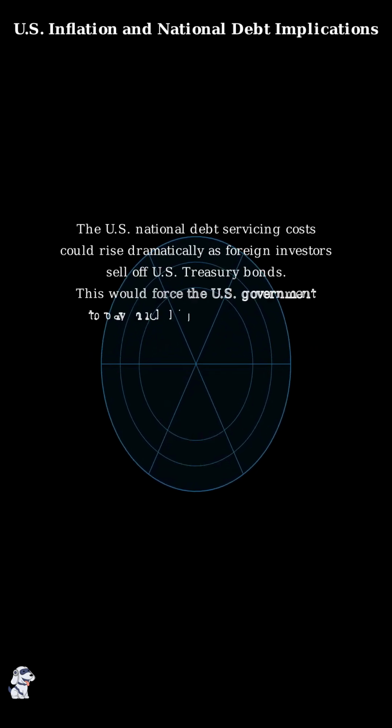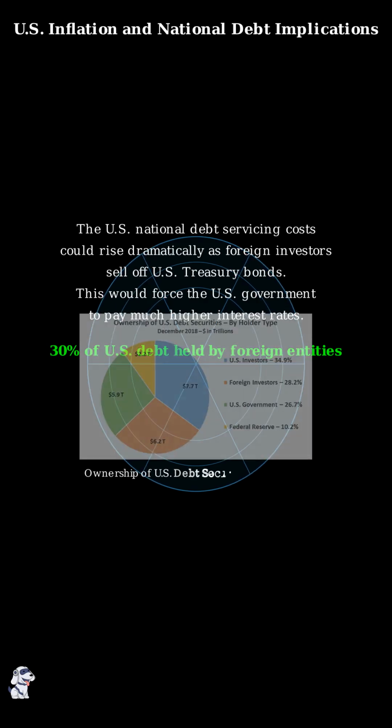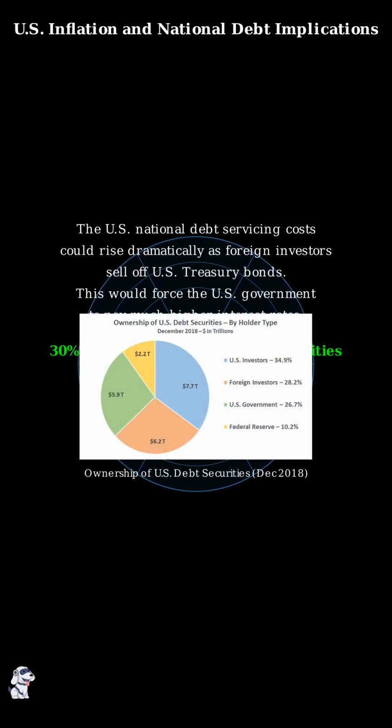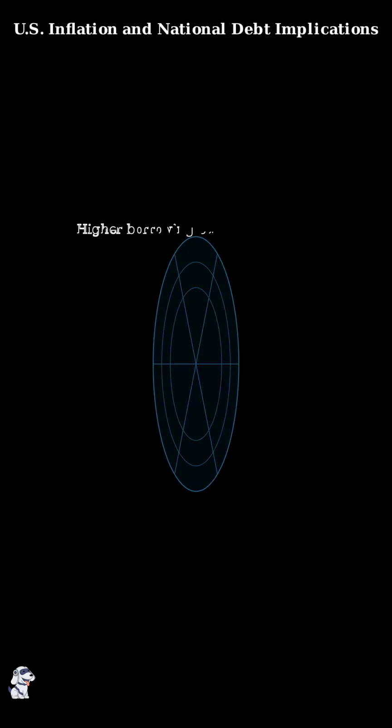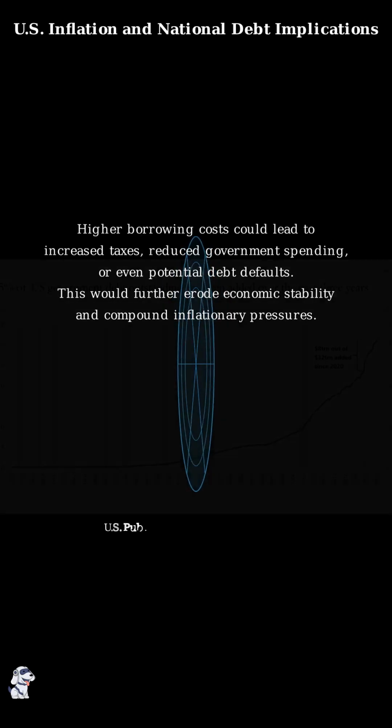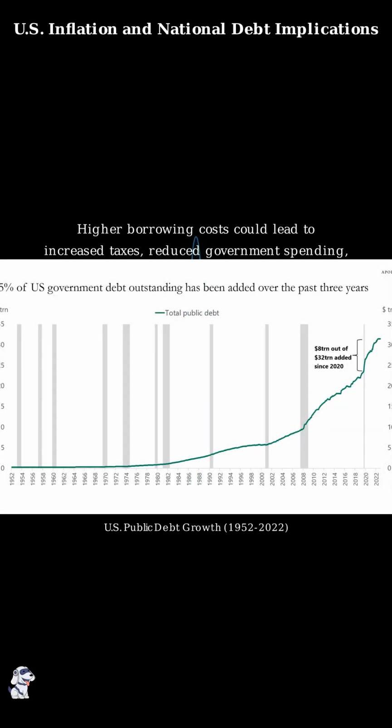Servicing the U.S. national debt would become far more expensive. Currently, foreign investors hold approximately 30% of U.S. debt securities. If confidence evaporates, these investors might dump their holdings, causing bond yields to spike and dramatically increasing the cost of borrowing for the U.S. government. The consequences could be severe, potentially requiring higher taxes to cover these elevated costs, cuts to essential government programs, or in extreme cases, defaulting on portions of the debt.